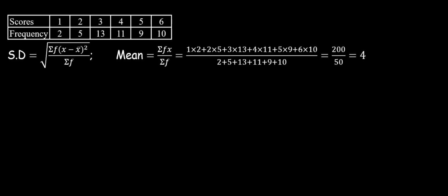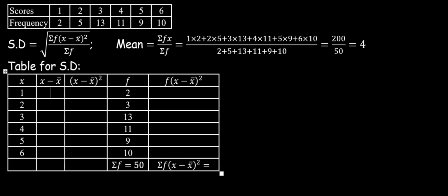Next, we prepare our table for standard deviation. I've only set the items of the formula for standard deviation on the table. We start with x minus x bar, and that is, we are subtracting the mean from the x value. So 1 minus 4 is minus 3. 2 minus 4 is minus 2. 3 minus 4 is minus 1. 4 minus 4 is 0. 5 minus 4 is 1. 6 minus 4 is 2.